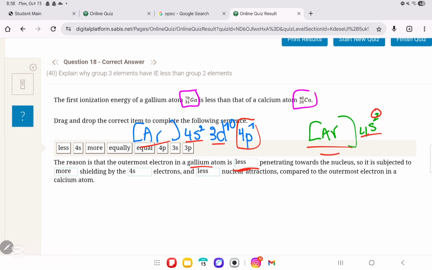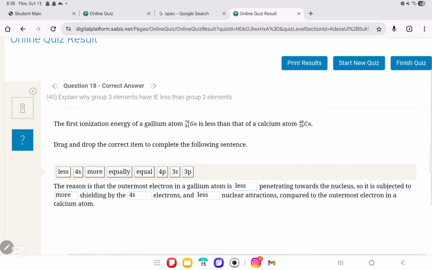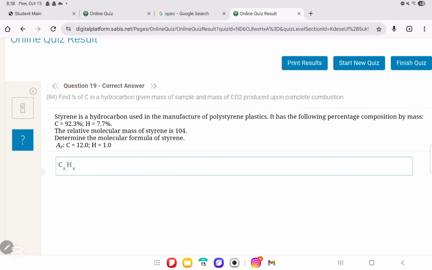Because it's less penetrating towards the nucleus, it's subjected to more shielding by the 4s electron, and less nuclear attraction, because it's very far away from the nucleus, so the nuclear attraction is less. So thus we will say that it's going to be easier for us to take away the electron from gallium. Okay, so that is it for question number 18. Let's move on to question number 19.